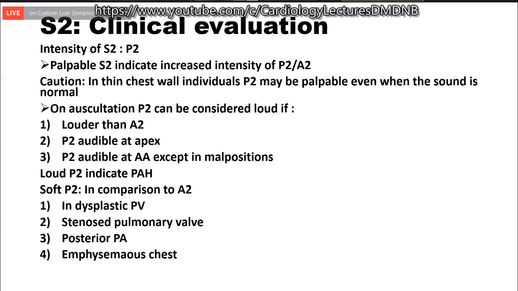DORV. That also, especially in transposition of great arteries, where the pulmonary artery is posterior, the P2 component of the second heart sound may not be transmitted to the chest wall. So it may be feeble or it may not be audible at all, and you may hear a single aortic component of the second heart sound only. Emphysematous chest, if the chest is emphysematous, then again the P2 can be feeble. And also in patients with a thick chest wall, the second heart sound can be feeble because it interferes with the transmission of the sound, especially the pulmonary component, onto the chest wall. And when you auscultate, you get a feeble second heart sound.